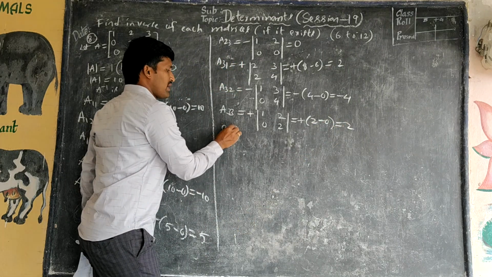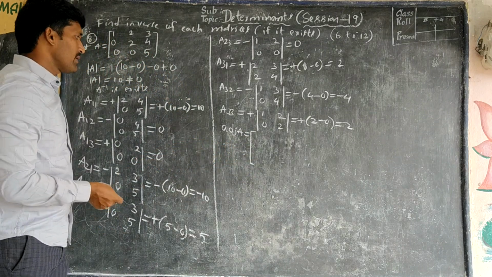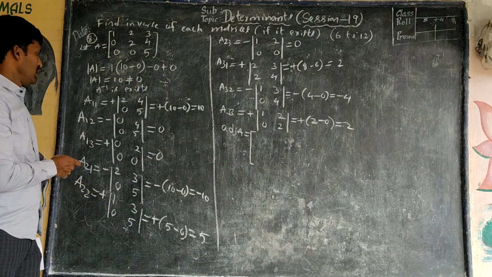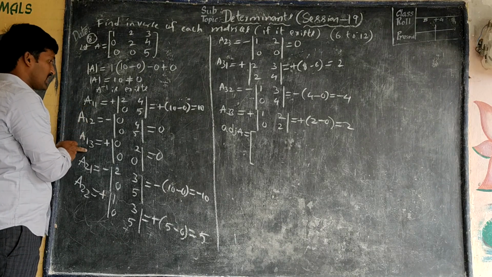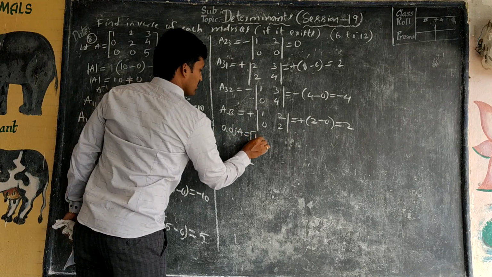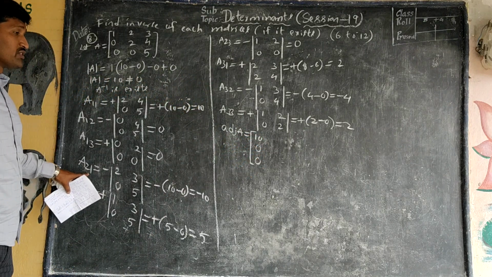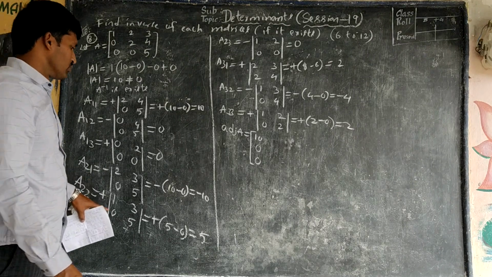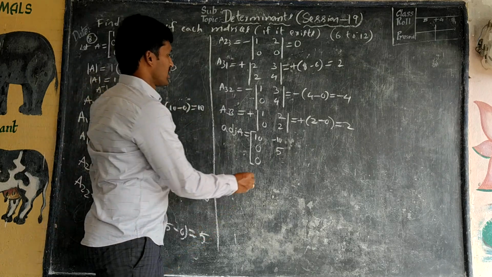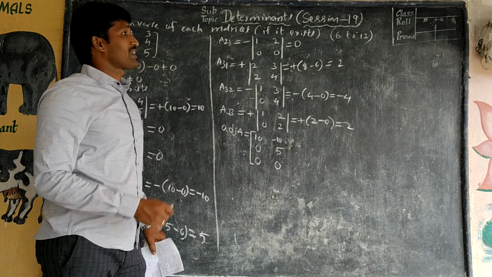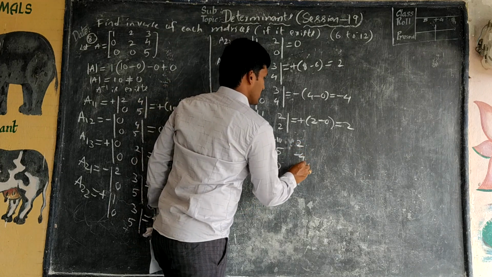Now I am writing the adjoint A matrix. We have repeated this in so many models. How to find adjoint A? The first row cofactors are A11, A12, A13, written into the first column: 10, 0, 0. The second row cofactors, written into the second column: A21, A22, minus 10, 5, and A23 is 0. The third row cofactors go into the third column. It is found, the adjoint directly: 2, minus 4, 2.